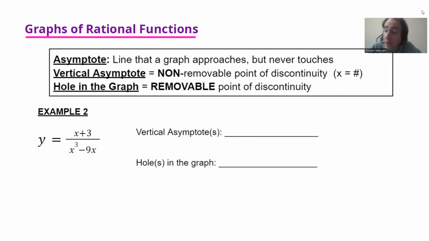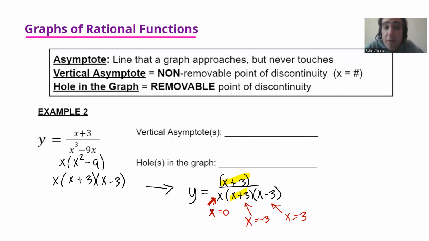After going through explaining vertical asymptotes and holes in the graph, if you feel confident, see if you can find these on your own. Pause this video right here and try to see if you can factor, cancel, and find the vertical asymptotes and hole in the graph. I will wait. Not really, but if you pause the video and unpause it, then it will have been waited for you.